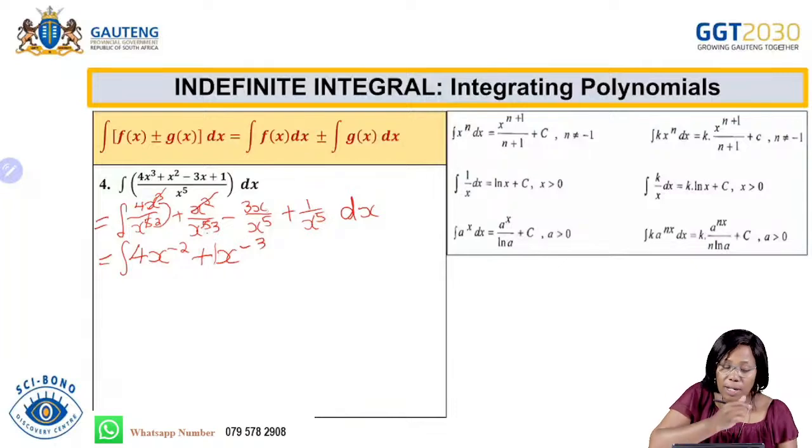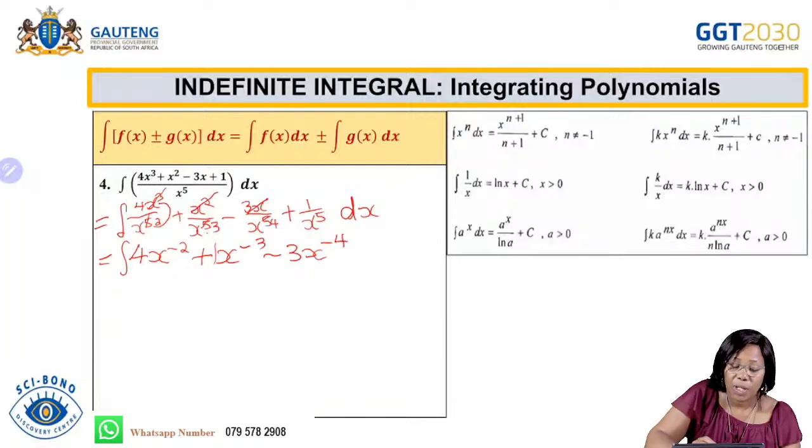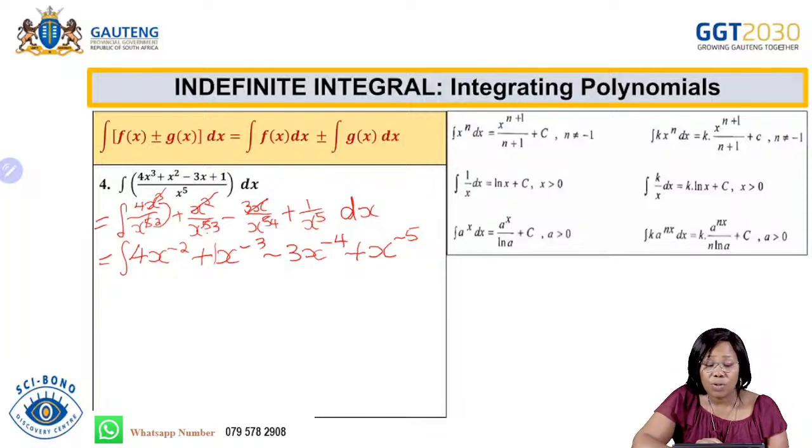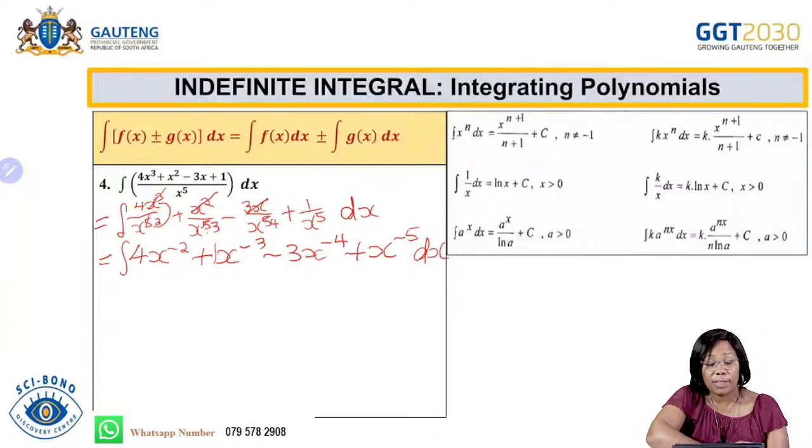And then now to the next one, we are taking only 1x out of this, it will be 4. Then we'll be left with minus 3, and then we take that x to the power 4 to the top, it will be x to the power minus 4. And then now the last one, plus x to the power minus 5. I am taking x to the power 5 to the top, and then we are integrating with respect to x.